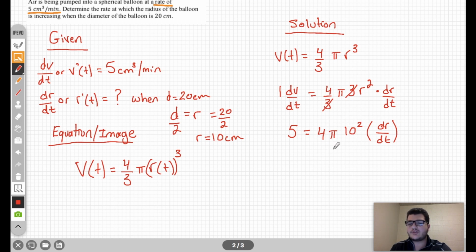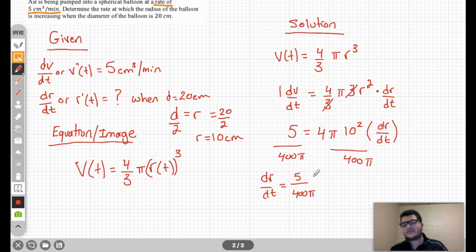How do I move it to the other side? I'll divide by 400 pi. And dr dt is going to be equal to 5 over 400 pi. And a lot of times we are asked if we wanted to simplify or not. In this case, you can simplify, you cannot simplify, it's up to you. What's important here though is that you put your units. So if you were to simplify, this would be 1 over 80 pi.